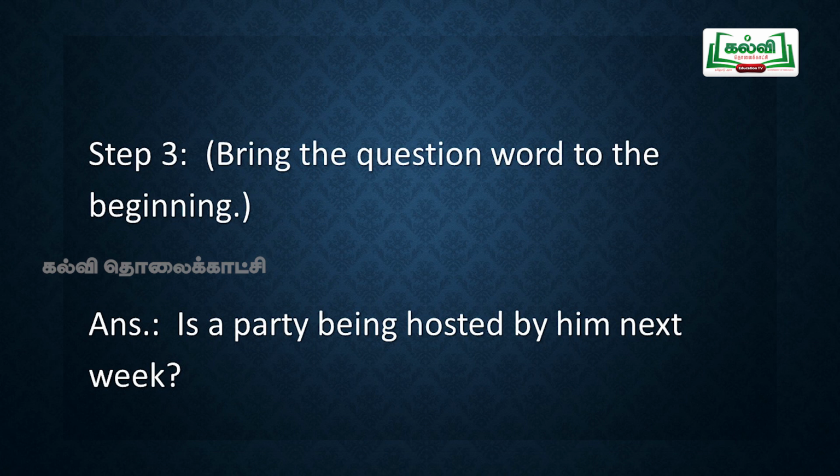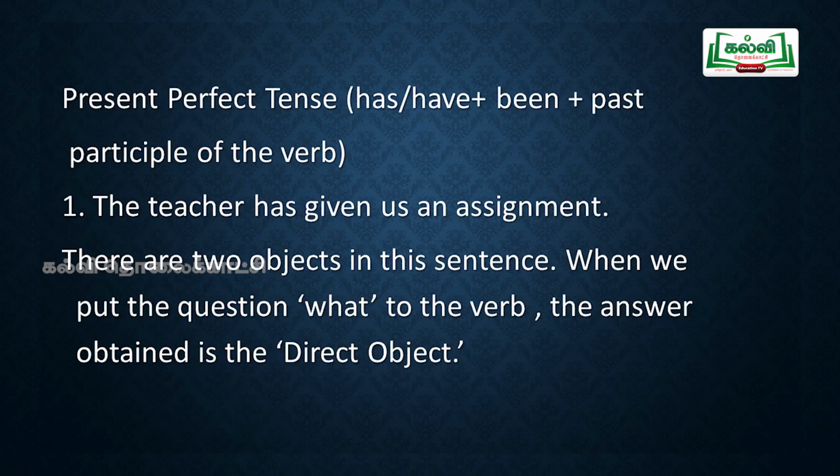We pass on to the present perfect tense. Here the structure is has for singular, have for plural. So has or have plus been, been plus past participle of the verb. Now look at the sentence. The teacher has given us an assignment. Now in this sentence you find 2 objects. When we put the question what to the verb, the answer obtained is called the direct object. And when we put the question whom to the verb, the answer that we get is called the indirect object.